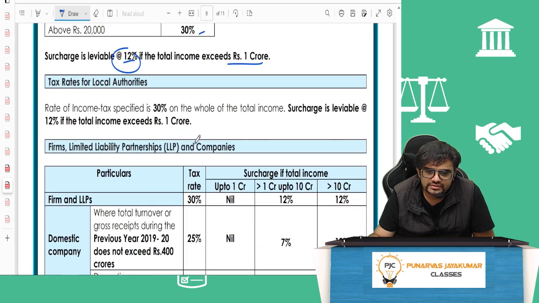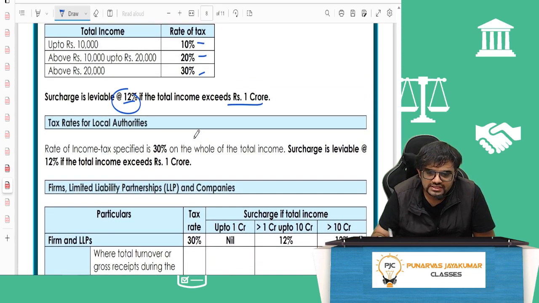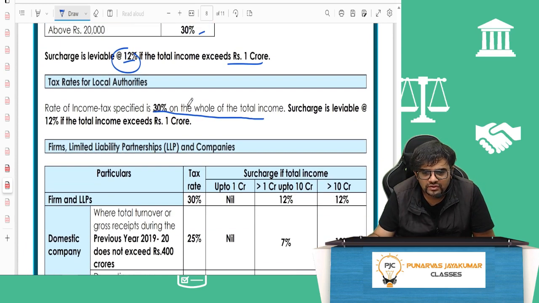Local authority, BBMP and all. Tax is specified at 30% on the whole of the income, guys. And surcharge is leviable at 12% if the total income exceeds 1 crore. Surcharge is 12% here also. Income should exceed 1 crore.